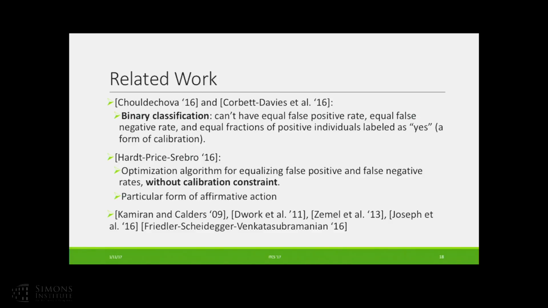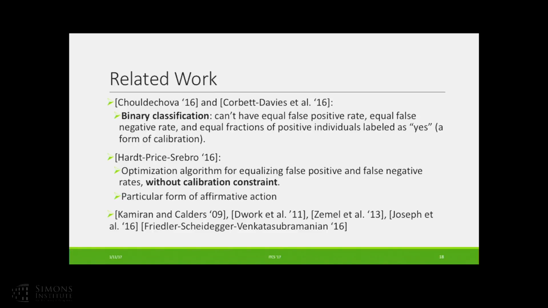Hardt, Price, and Srebro actually did something interesting where, while we required calibration and we said you can't do anything, they went in the direction of, if I just want to equalize my false positive and false negative rates, and I say throw away calibration, what can I do? And it turns out there's a nice easy optimization algorithm. It's a simple LP with only a few variables. And what they note is that this actually corresponds to a particular form of affirmative action.